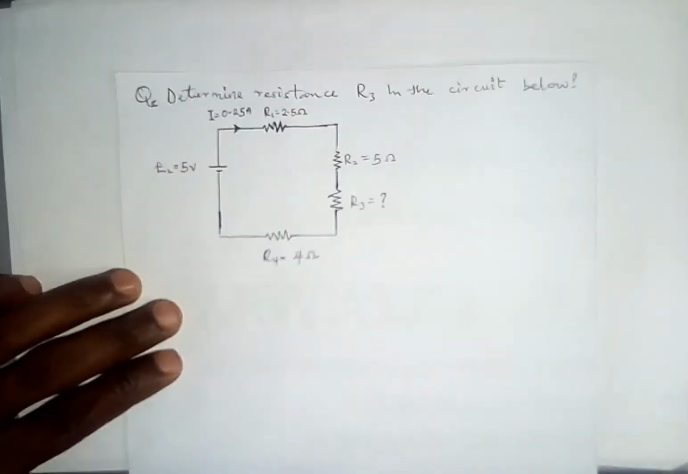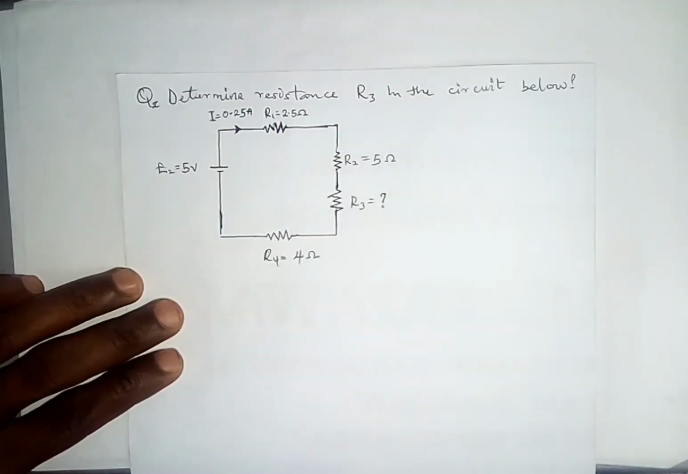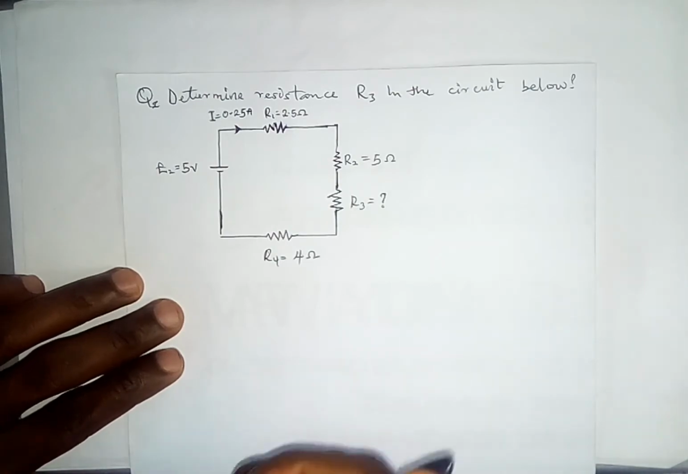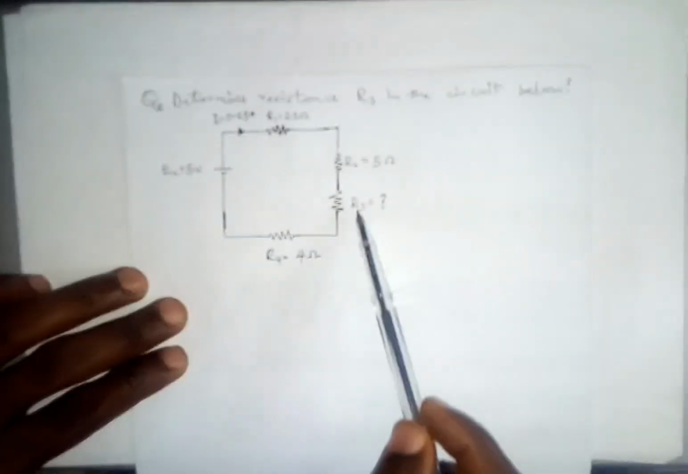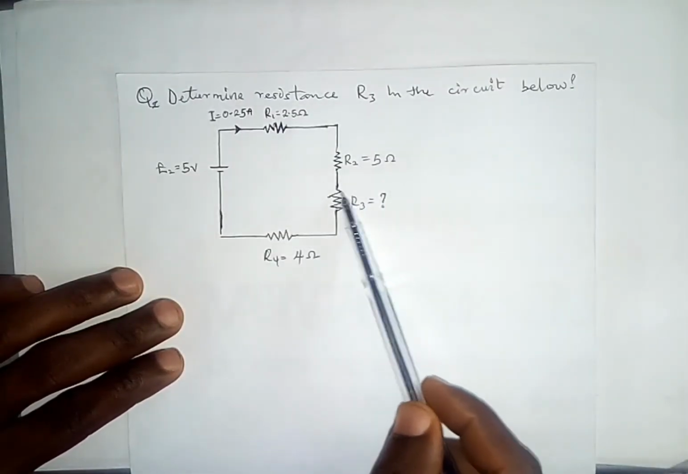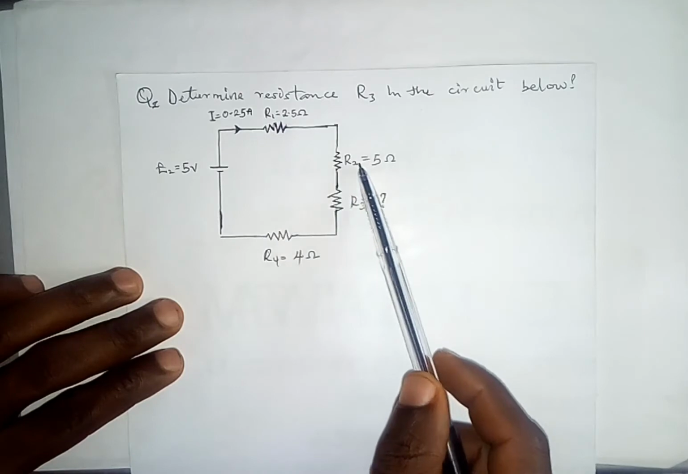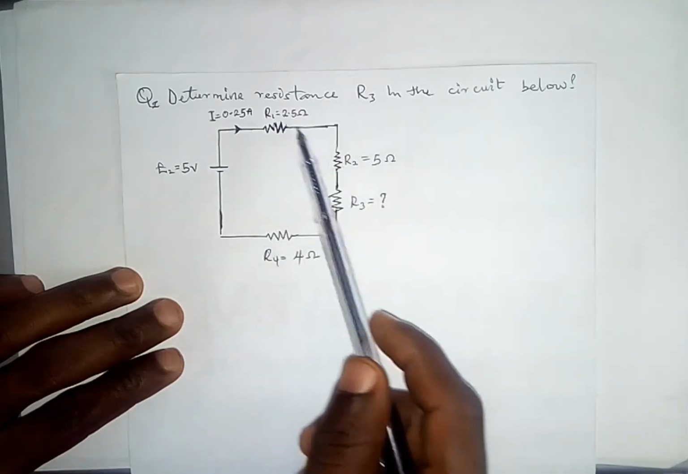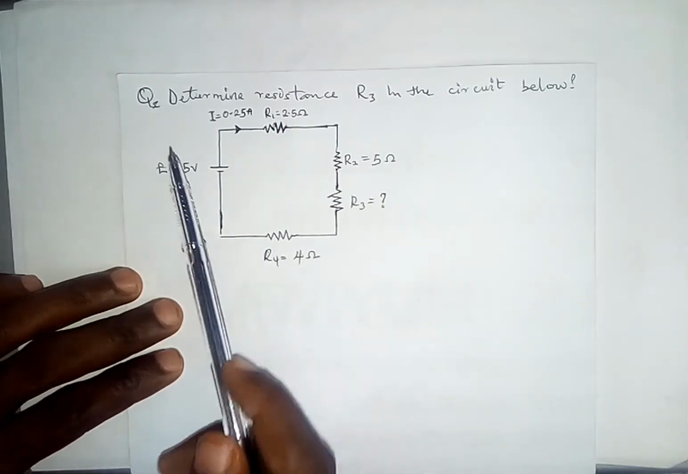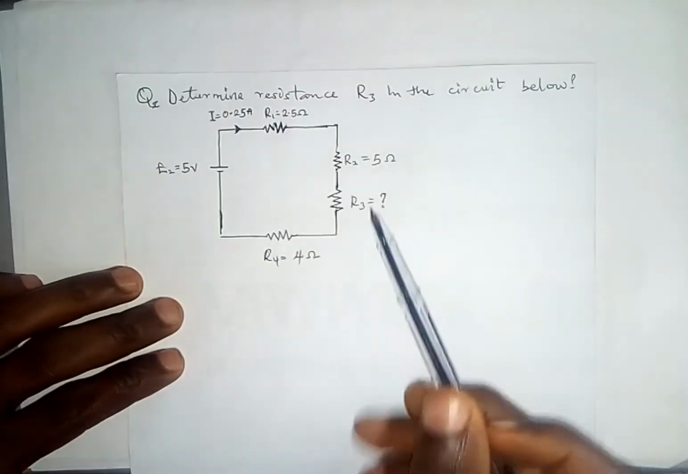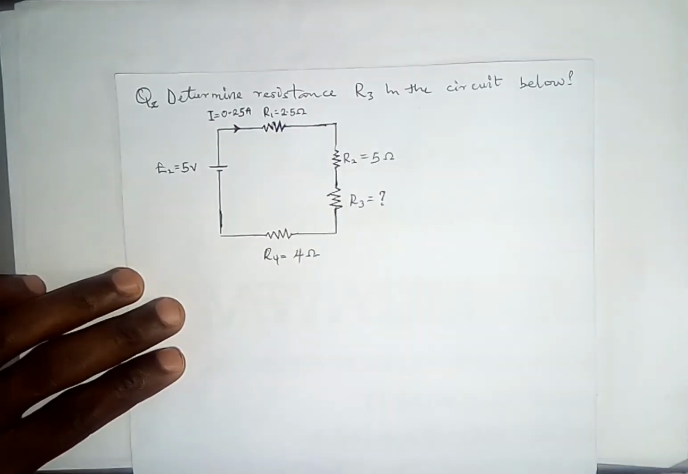So here is question 2 on our list. In this question, we are being asked to determine resistance R3 in the circuit below. So this is the resistance there. We are being given the values of R2, R1, and R4. We are being given the source voltage as well as 5, but this is our major concern. The next thing we are going to do is to follow the rules.